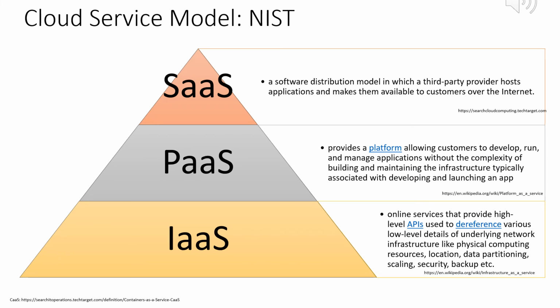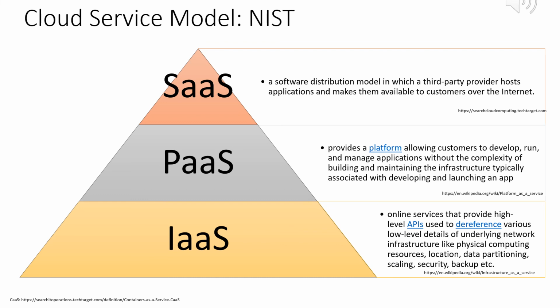Let us take another look at the picture. Often the service model is also depicted as a triangle, where infrastructure, platform, and services are appropriately placed. And I put here a couple of definitions that I found on the web, and you may want to reflect upon that. We have infrastructure as a service. It's an online service that provides high-level APIs used to dereference various low-level details of the underlying network infrastructure, like physical computing resources, location, data partitioning, scaling, security, backup, and so forth.